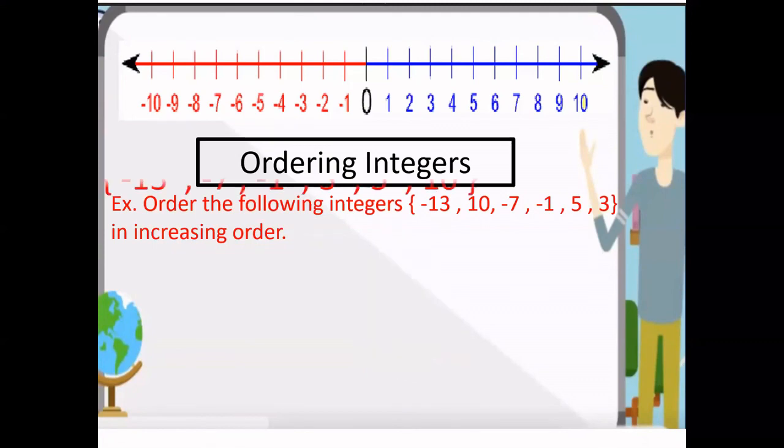This is the correct answer. These are the integers in order from least to greatest, or increasing order: negative 13, negative 7, negative 1, 3, 5, and 10.